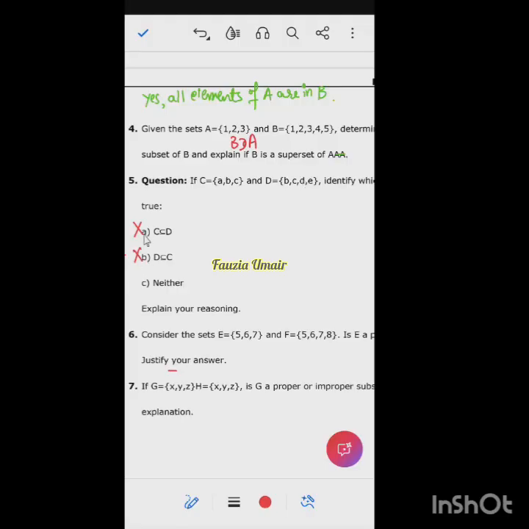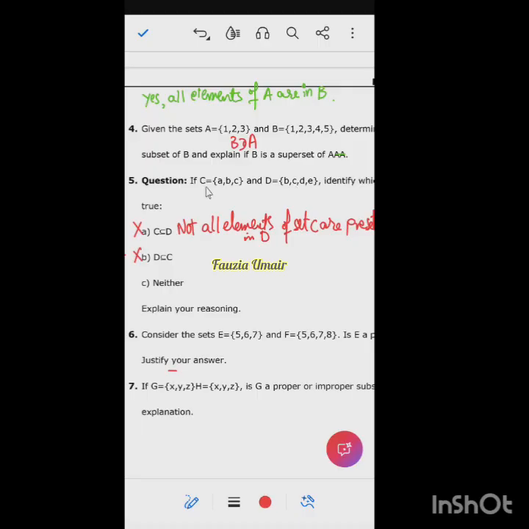No. So why is it not true? How will you explain it? Why is C not a subset of D? Because A is not present. Because this element A is not there. So not all elements of set C are present in D, right? This is how you will write it down.